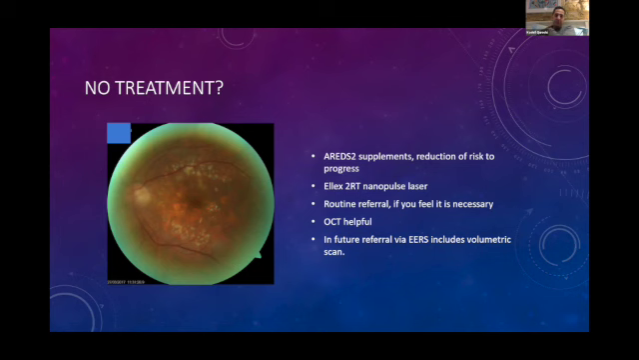As I've mentioned about ERS, in future, we will be able to look at the full volumetric scan of these sorts of patients and be able to report on them virtually.